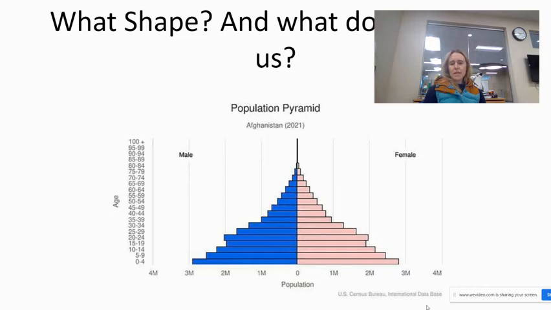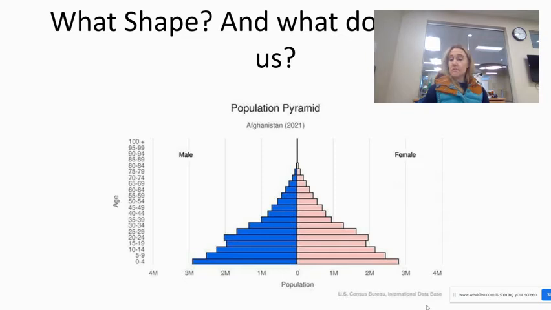So we're going to take a look at this population pyramid. This is of Afghanistan in 2021. The first question you want to think about is, what shape is this? Is this a pyramid shape? Is this a box shape? Or is this a cup shape? I'll give you a second to think of that.